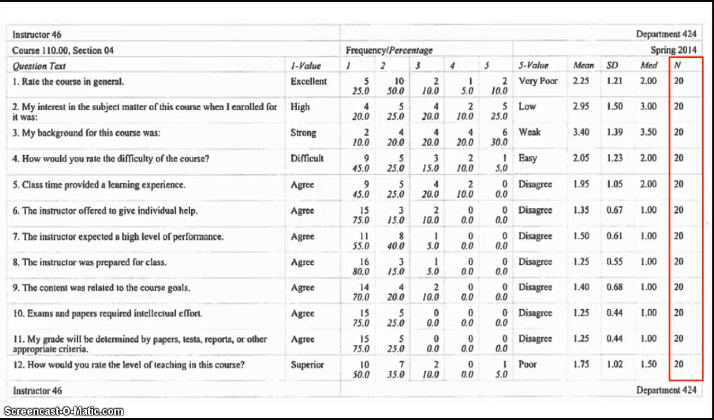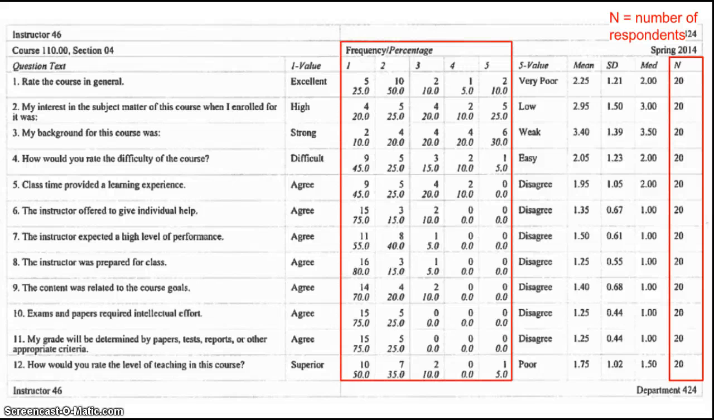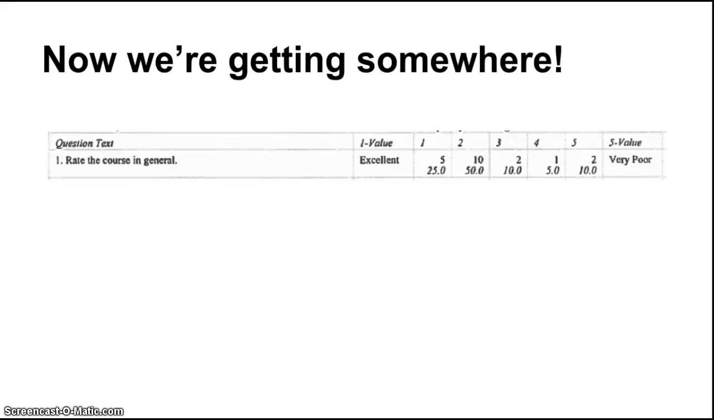The column labeled N simply indicates how many people responded to each question. So in this case, 20 students answered every question. How they answered is revealed in this section. We'll zoom in on one question to see how that works.